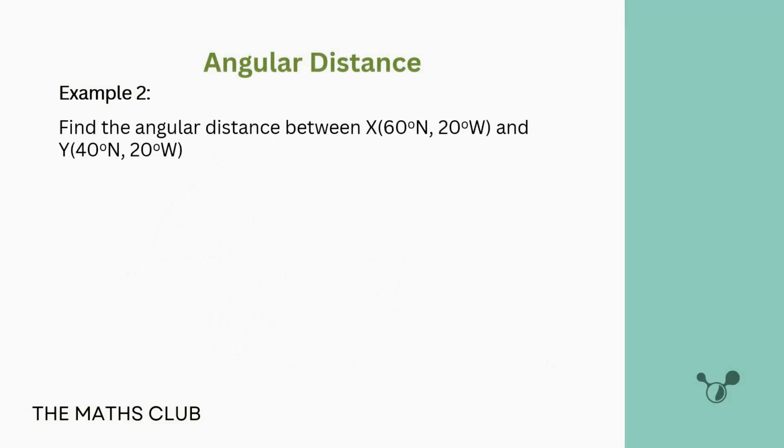Example 2 now states that we should find the angular distance between X, which is 60 degrees north, 20 degrees west, and Y, which is 40 degrees north and 20 degrees west. I want you to just try it out by yourself. You don't have to get the answer, but get the diagram at least. Welcome back. Let's look at it together.